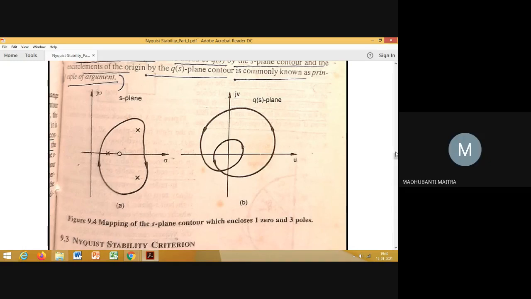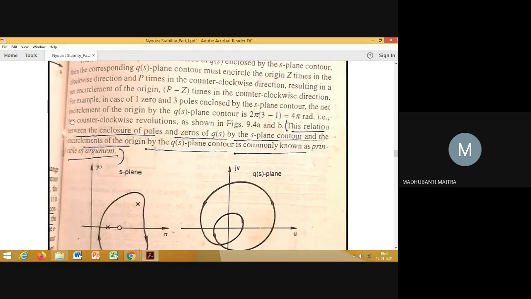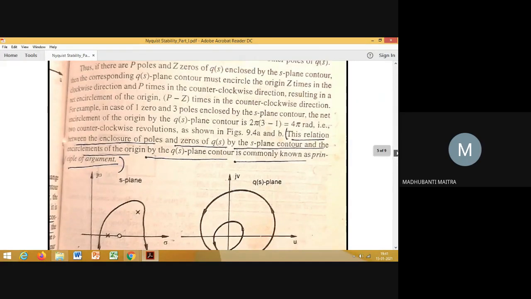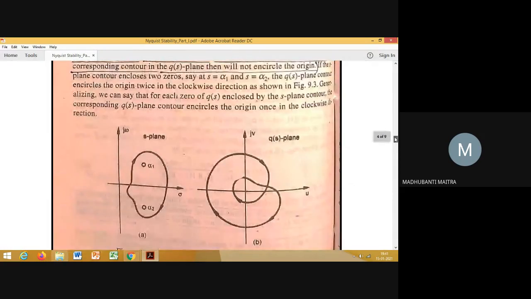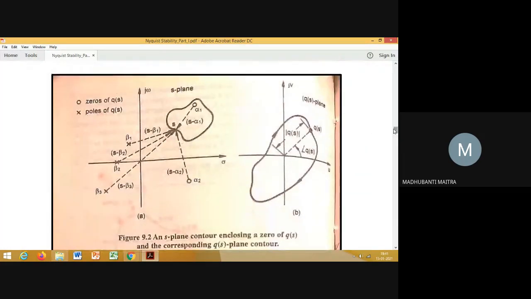Yes, ma'am. So this relation between the enclosure of poles and zeros of Q(s) by the S-plane contour and the encirclement of the origin by the Q(s) plane contour is commonly known as the principle of argument. From our discussion, it is clear that if the S-plane contour we have chosen doesn't enclose any pole or zero of Q(s), then the Q(s) plane contour will be a closed contour, but it will not enclose the origin of the Q(s) plane.